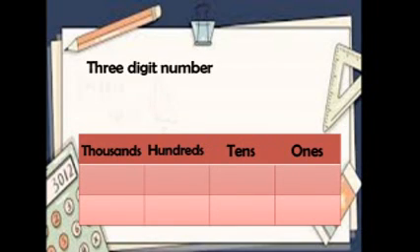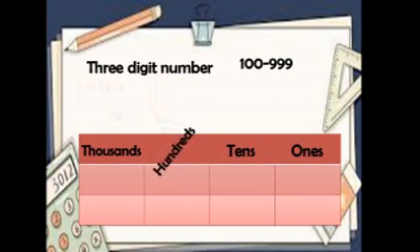We have there the 3-digit numbers, and we say the 3-digit numbers are numbers starting from 100 up to 999. Very good. And we use hundreds in 3-digit numbers. Okay, here's an example. I have here 358.